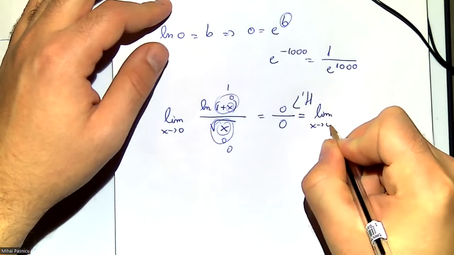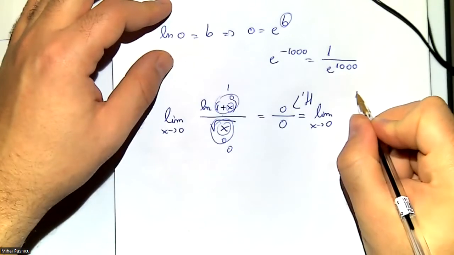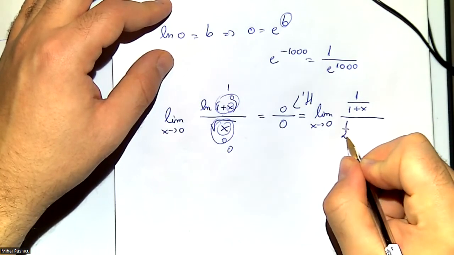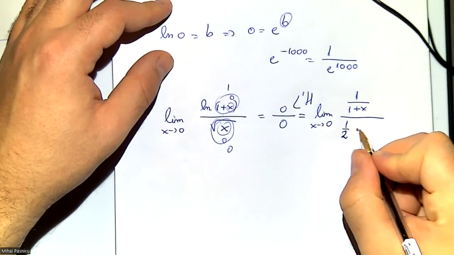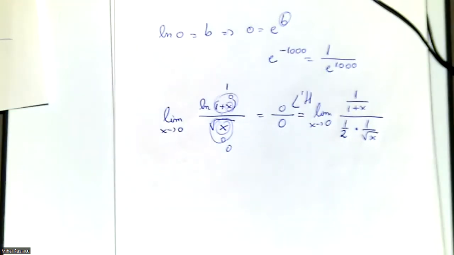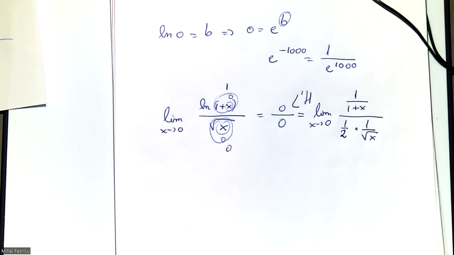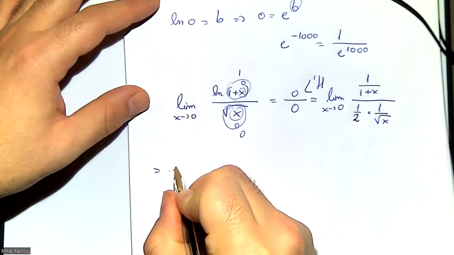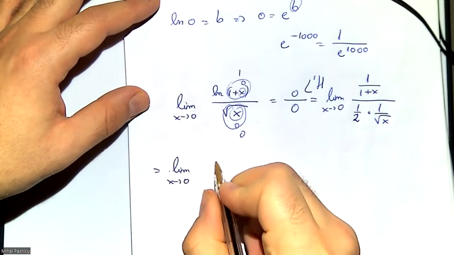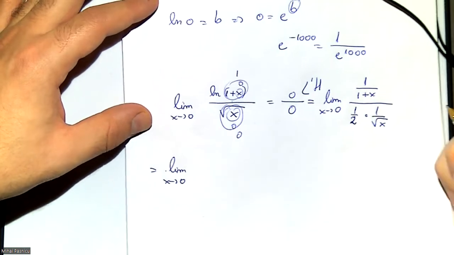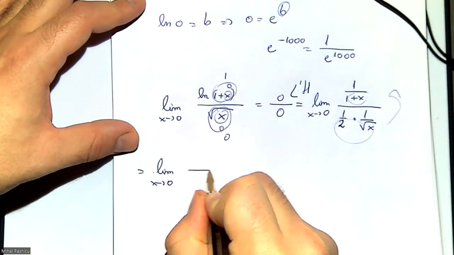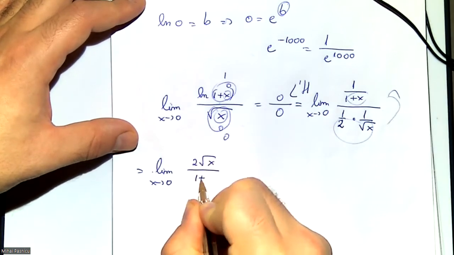The limit when x goes to 0. Take a derivative of this thing. This is 1 over 1 plus x. The derivative of this thing is 1 over 2 square root of x. Hope I'm right. I'm not going to mess it up, but that looks about all right. Now let's see what we get. This is just equal to the limit as x goes to 0 of, just flip everything, I put this up top and this down below, and I get 2 square root of x over 1 plus x.